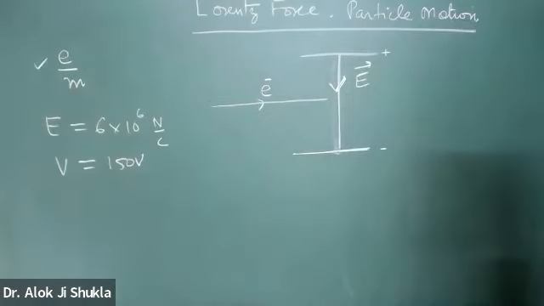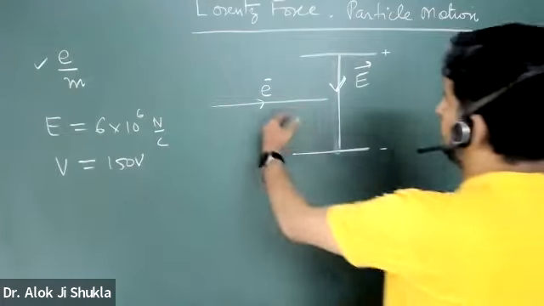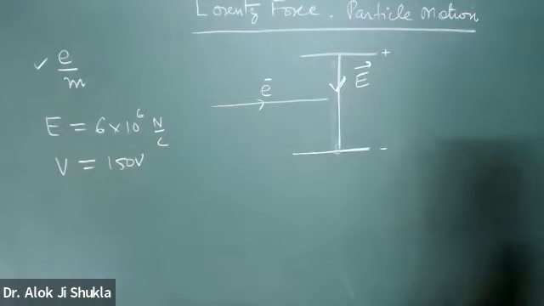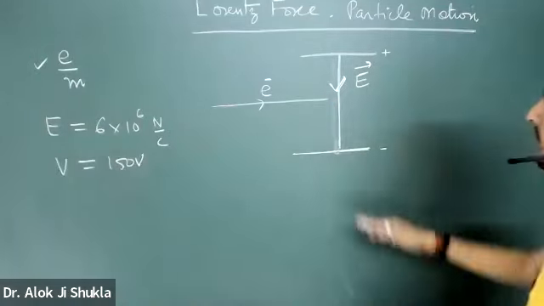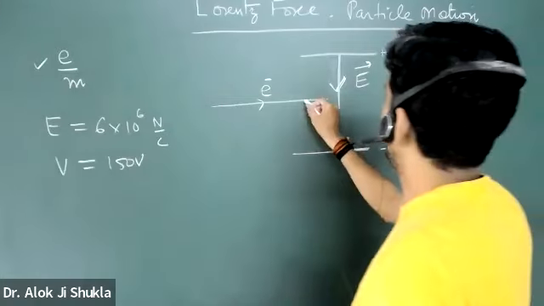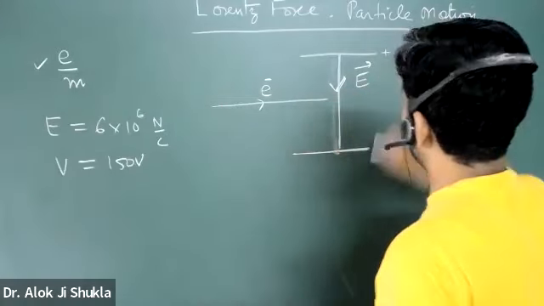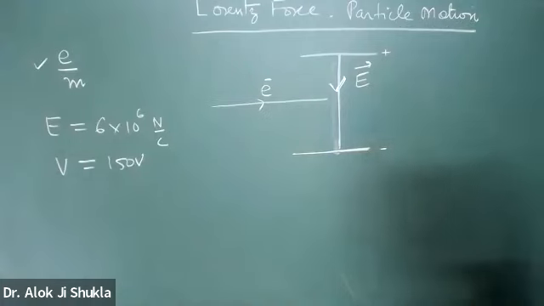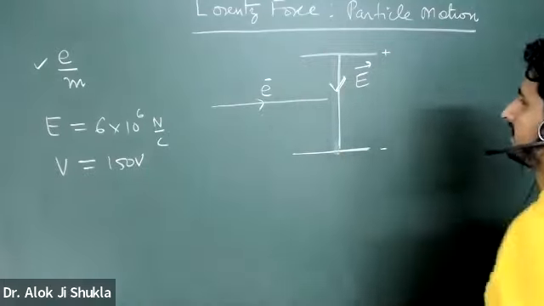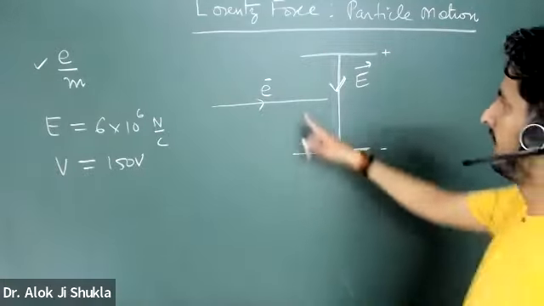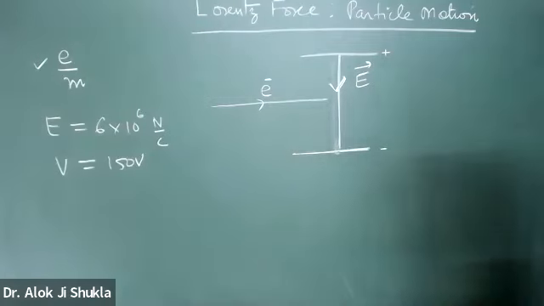And electron beam will obviously feel a force because of this electric field. Electron beam will try to go like this. It will be deflected in upward direction, correct? So it will feel a force in upward direction. If this were a positive charge it would feel the force downward. It is negative because it is electron, so it will feel a force downward.